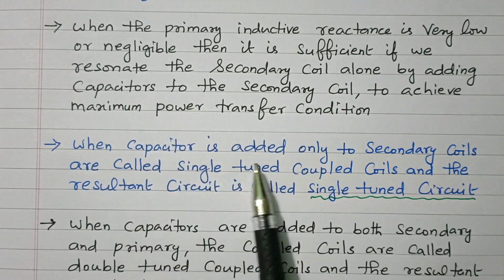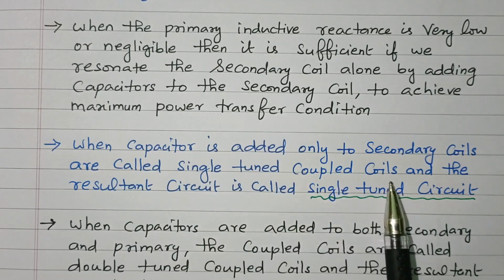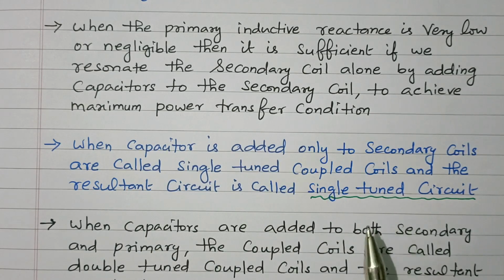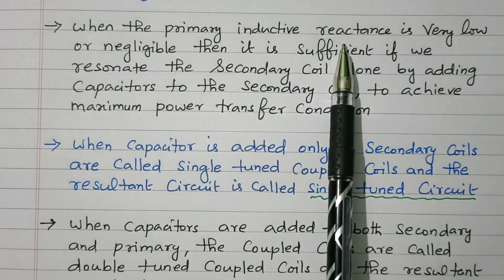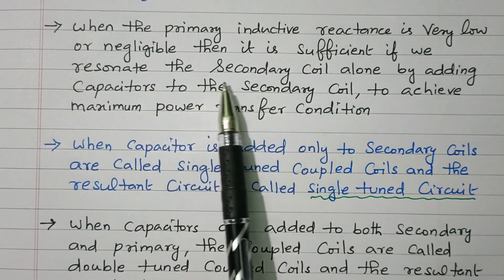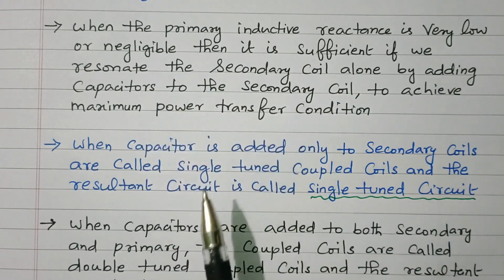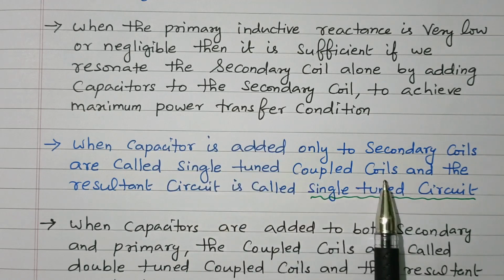When the capacitor is added only to the secondary coil, the coils are called single tuned coupled coils, and the resultant circuit is called a single tuned circuit. So here the concept is: if the inductive reactance is very low or negligible, then it is sufficient to resonate the secondary coil alone by adding the capacitor to achieve the maximum power transfer condition. When the capacitor is added only in the secondary coil, it is called a single tuned coupled coil. The circuit is called a single tuned circuit.